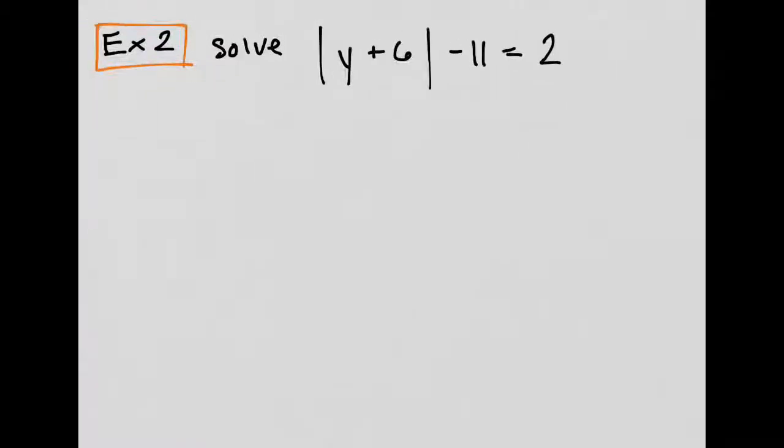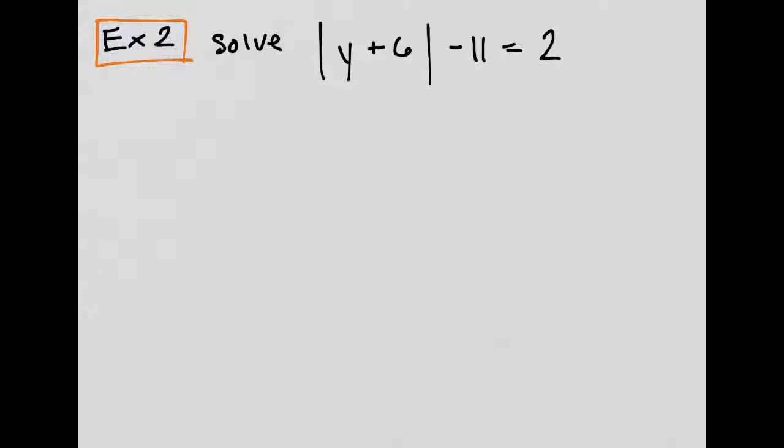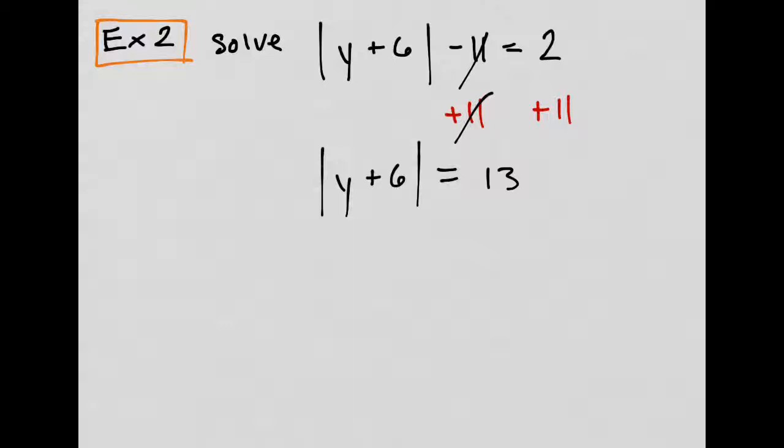So let's solve this. The first thing that I have to do is get the absolute value by itself. Let's isolate the absolute value. So plus 11, plus 11. Then what do I have? I have the absolute value of y plus 6. I moved the 11 over, so that goes away. So now it's just equals. And what's it equal to? 13. Yes, 11, 12, 13. So we got 13 over here.